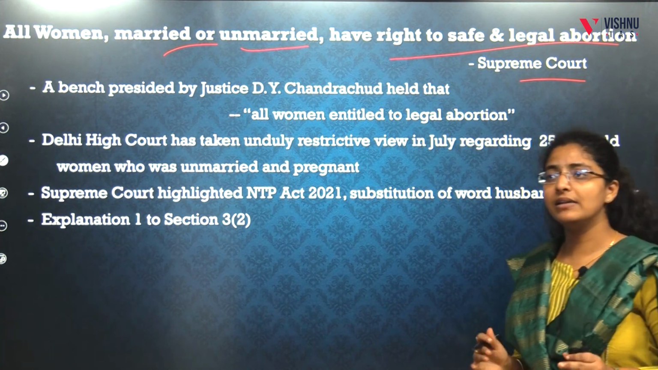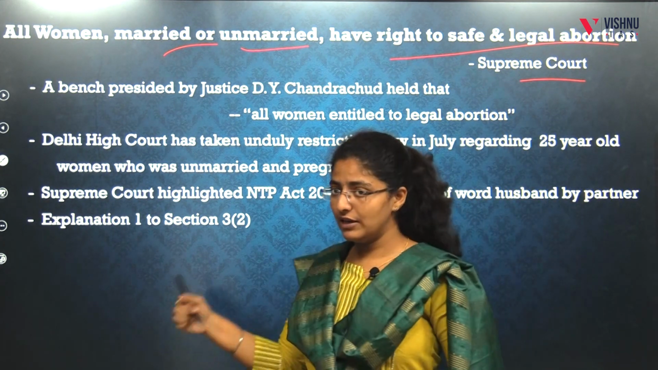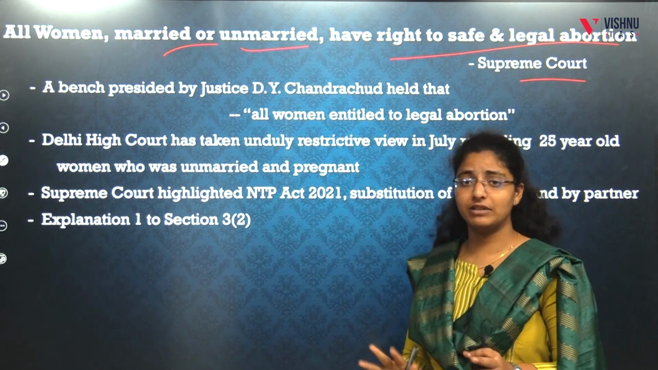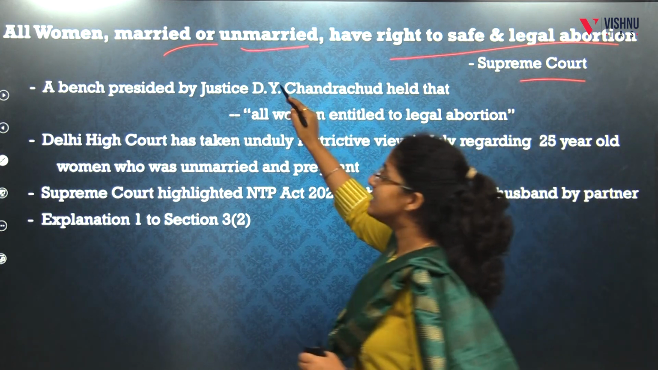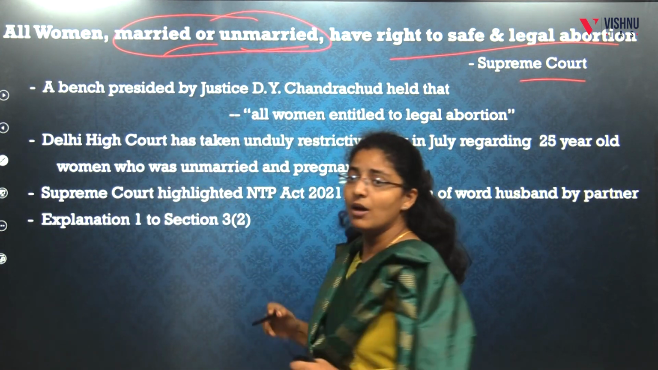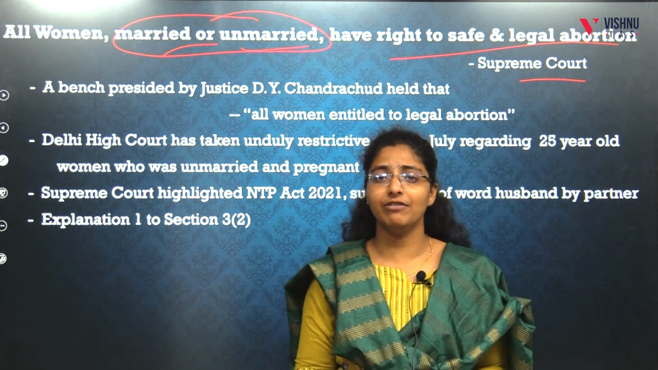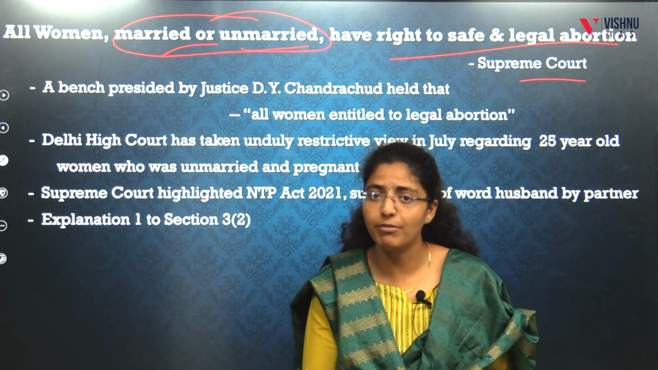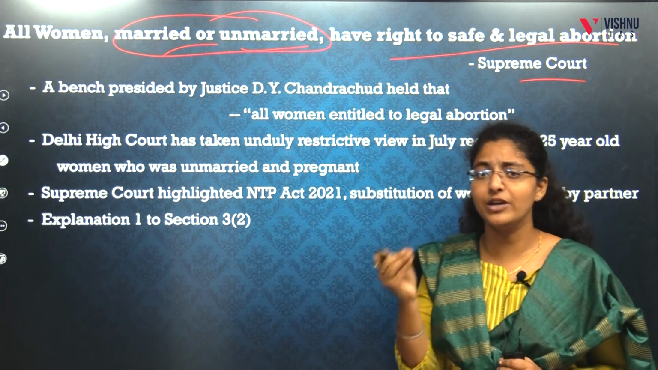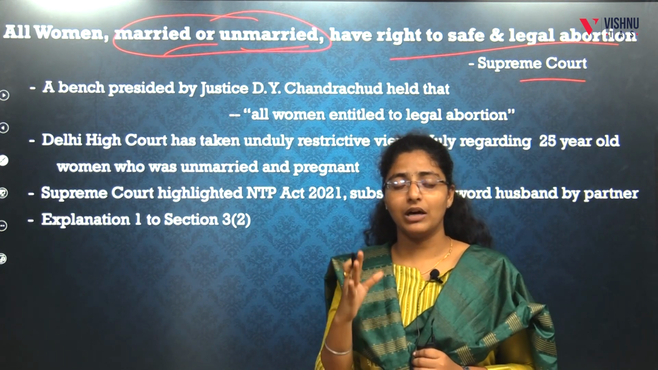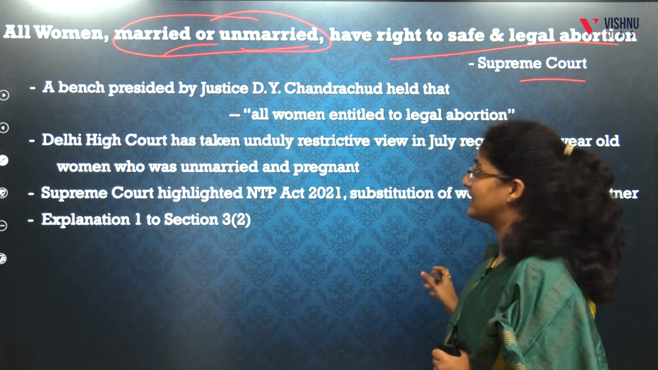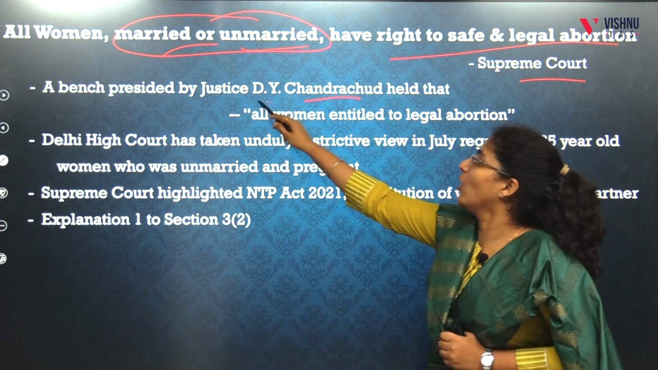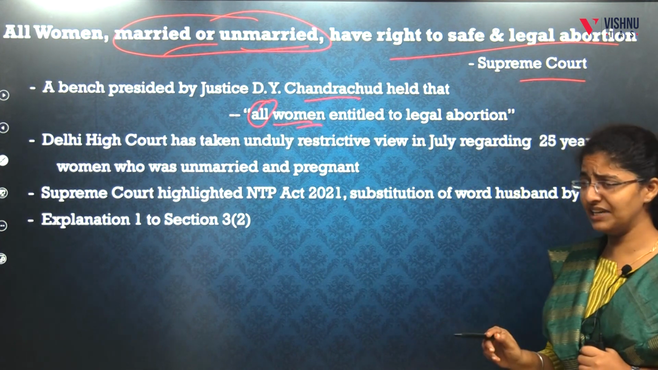Here, the Medical Termination of Pregnancy Act 1971, we will learn in a while. We will make a difference of it. So beforehand, I'll just explain the things to you clearly. There was a distinction that was made for married and unmarried women, because the Medical Termination of Pregnancy Act 1971 was treated as if the law is only for married women. It inserts a stereotype that sexually active women are only married women. So Justice D.Y. Chandrachud said that a bench presided by him held that all women are entitled. All women here holds the significance.